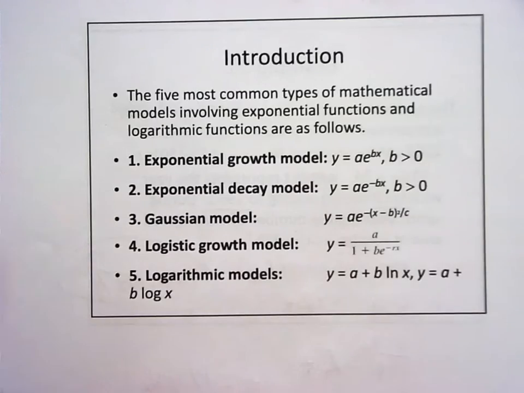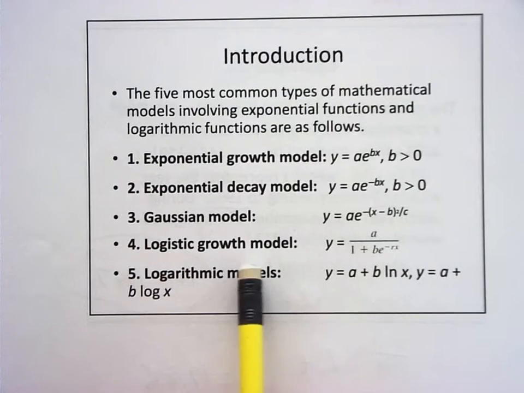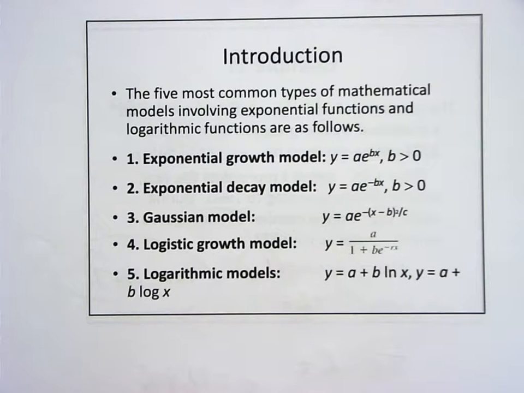So these are your 5 main models that are exponential or logarithmic. You have exponential growth, exponential decay. Okay, you also have what's called a Gaussian model, a logistics growth model, and a logarithmic model. We've dealt with the exponentials and the logarithmics already. The Gaussian and the logistics, those are some real world situations that we run into. Okay, and this would also all be in the book as far as those formulas go.